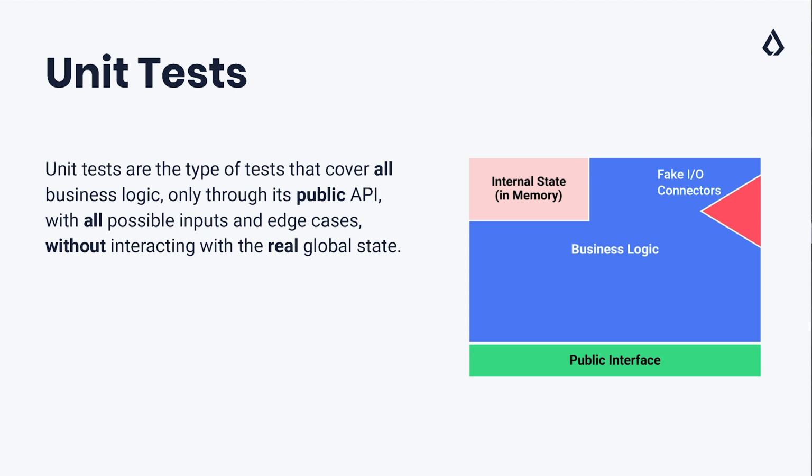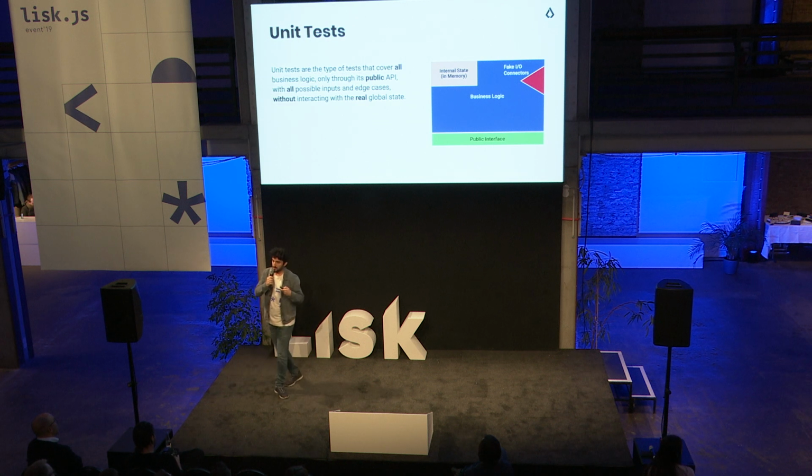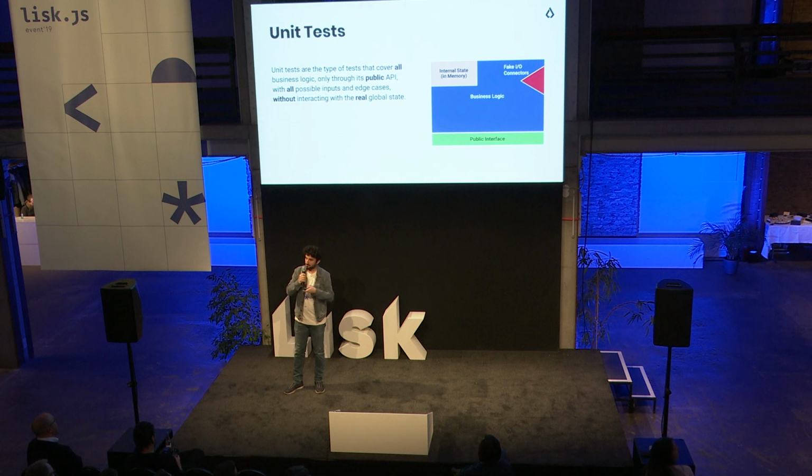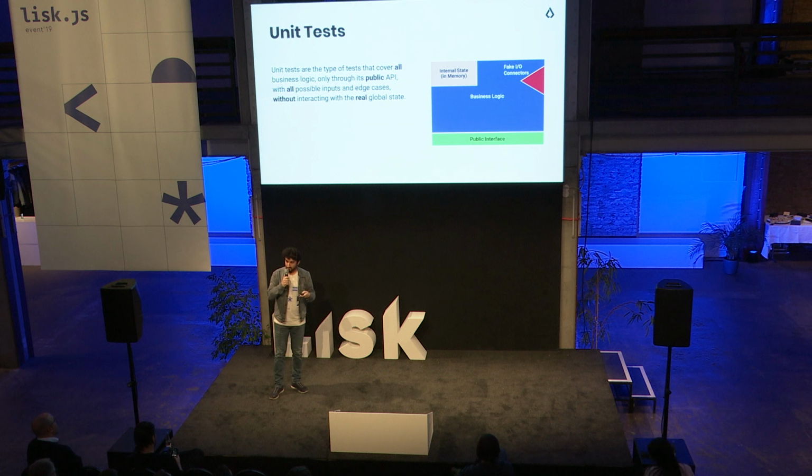So with a unit test, we provide all possible inputs that could come to the business logic from the public interface and from the global state. For instance, here if you see, the only way the business logic can get information is the public interface or the I/O connectors. So if I provide all possible inputs that could come from these places, I can invoke every line, every statement, every branch in my business logic by simply providing these inputs.